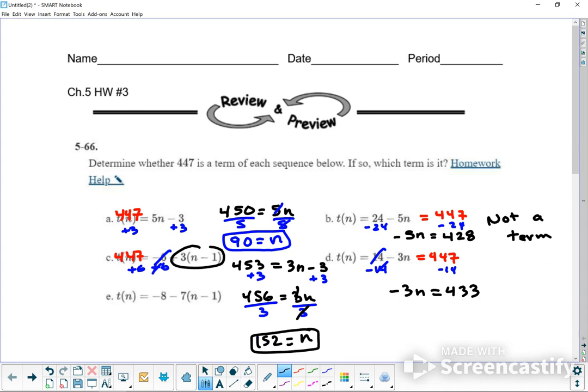Okay, so it may work out, but it's negative 433, and if I divide that by 3, it's not going to work out anyway. Even if it worked out, n would be a negative number. Well, that could mean it comes before the 0 term, so it could work out, but it doesn't divide. 3 divided into 433 makes 144 and 1/3 missing. So that doesn't work out. So this one is not a term.